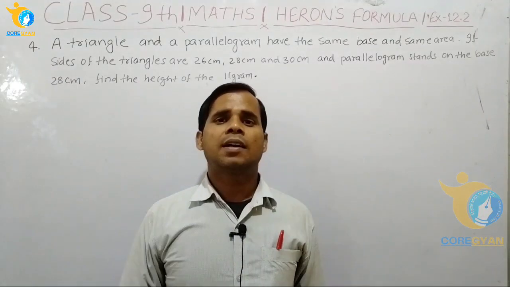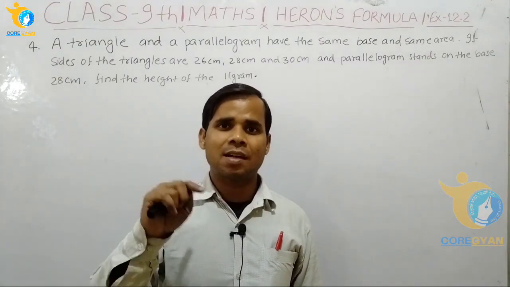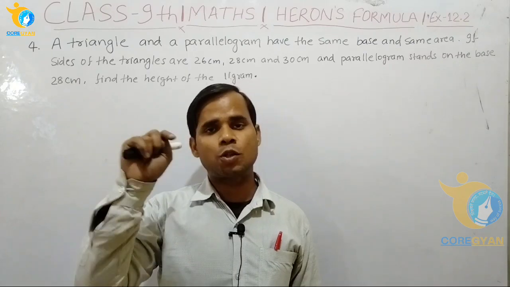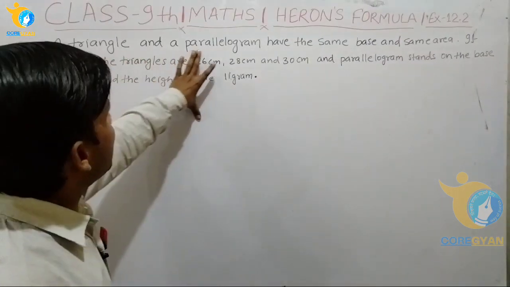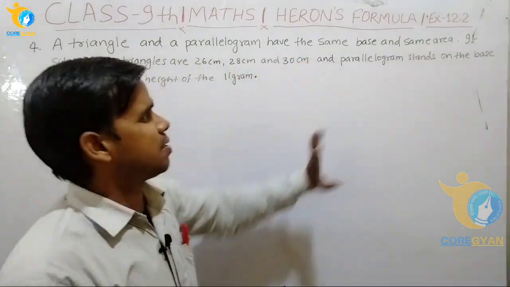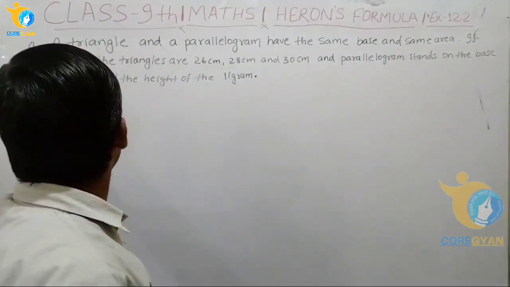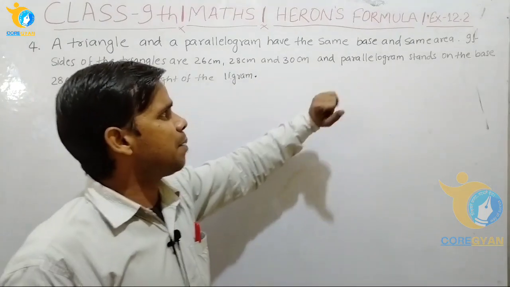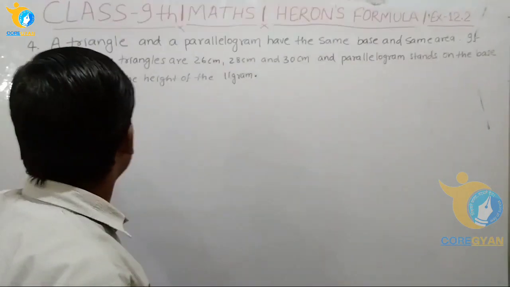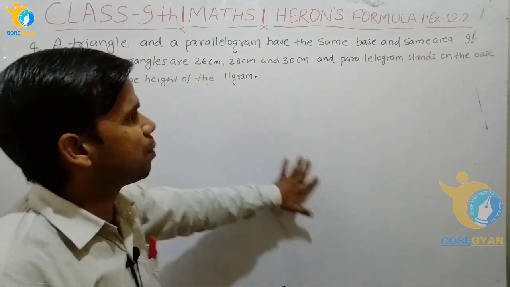Heron's formula, class 9th mathematics, NCERT, chapter 12.2. Question number 4. A triangle and a parallelogram have the same base and the same area. If the sides of the triangle are 26, 28 and 30 centimeter and the parallelogram stands on the base of 28 centimeter, find the height of the parallelogram.